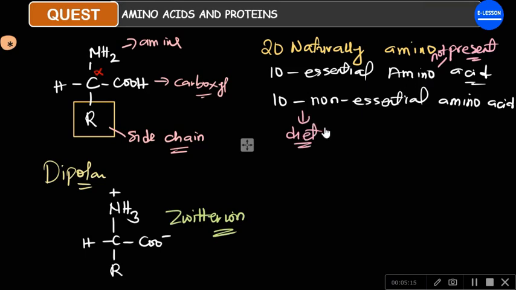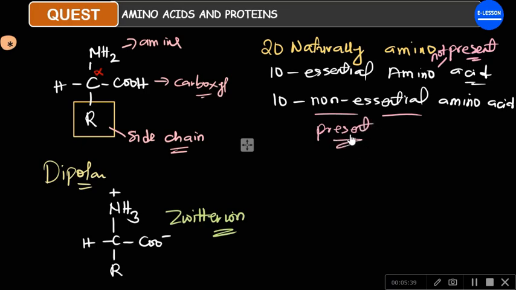Why the non-essential ones are not needed in our diet: they are already present in your body. You don't need to take them in your diet. The non-essential are already present. Something is non-essential, you don't need it, because it's already in your body. Are you getting it now? So non-essential are present. The essential are not present. Hence, you have to take them in your diet.